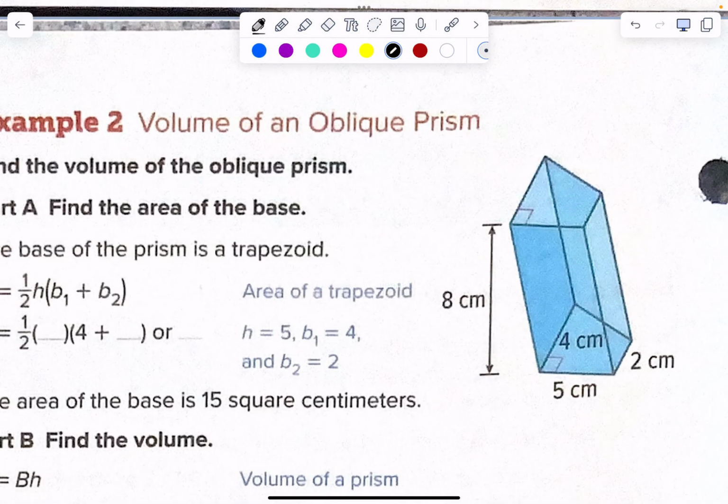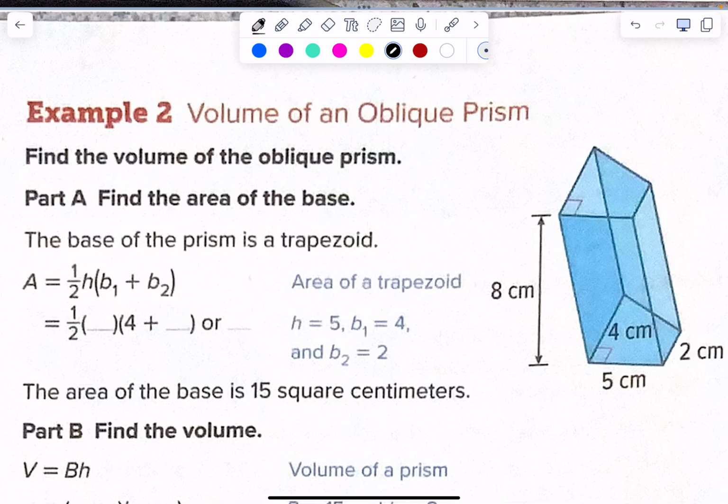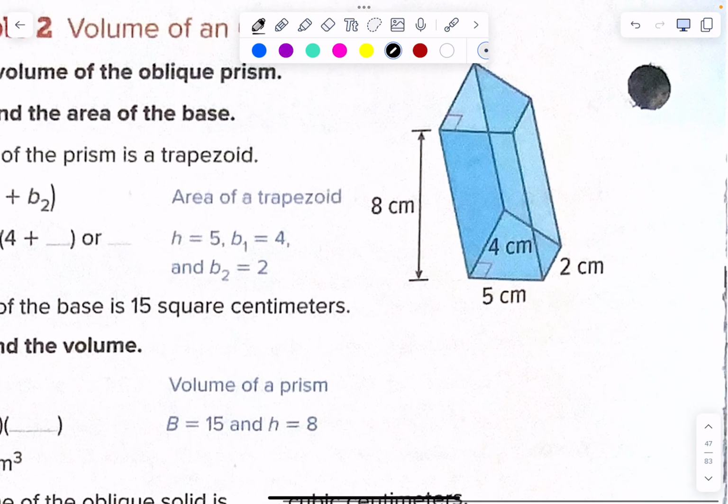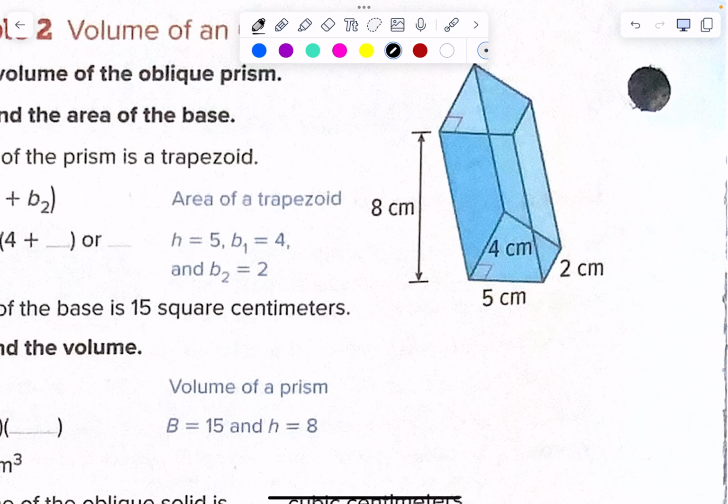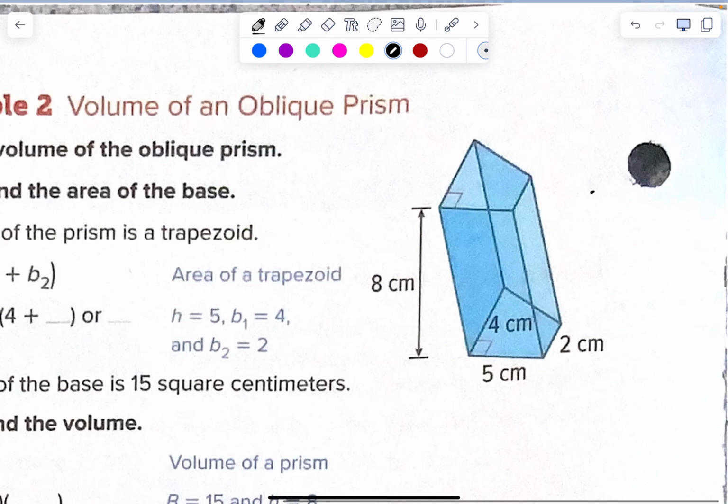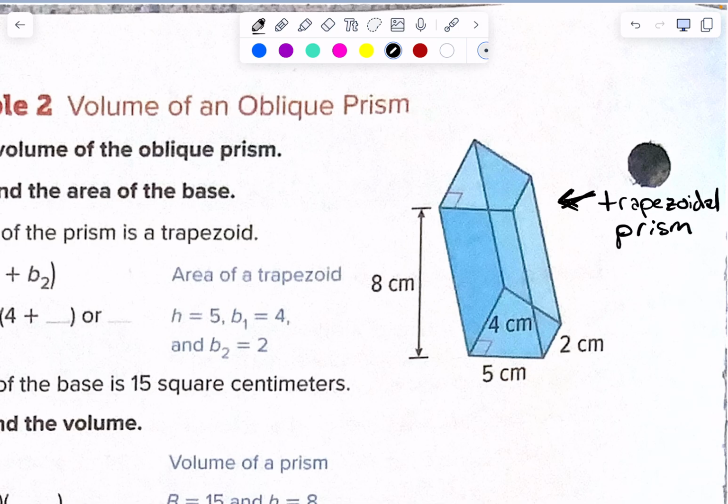Volume of an oblique prism. What is it? The bases are what? What is this shape called, by the way? Pentagon. No, it's 4. It's a trapezoidal prism. Weird word. The bases are trapezoids.